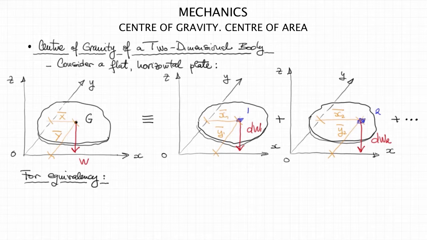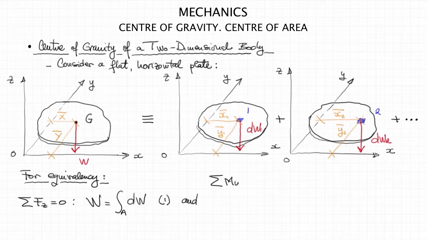For equivalency, as you know, we have to write the two equations. The sum of the forces on the first system must equal the sum of the forces on the second system. So that will give us the weight force equals the integral over the area of dw. And if you haven't studied integrals yet in your calculus course, you should regard these integrals for now as summations.